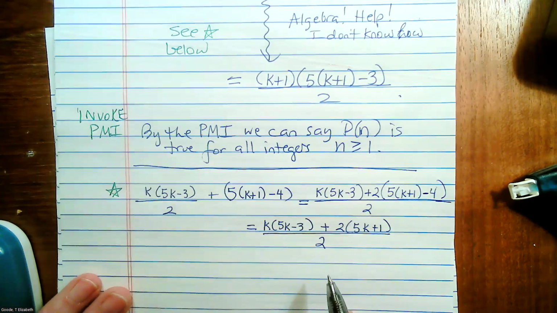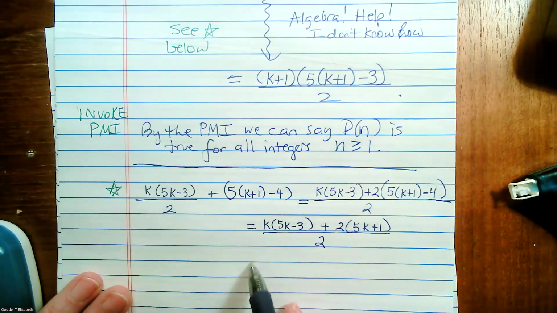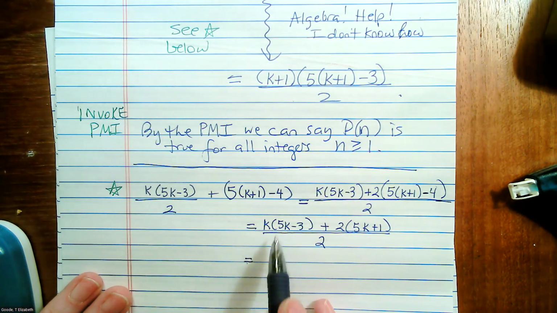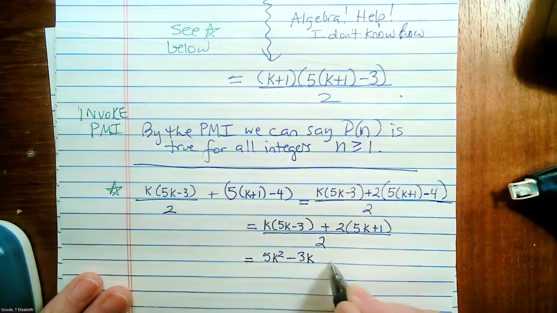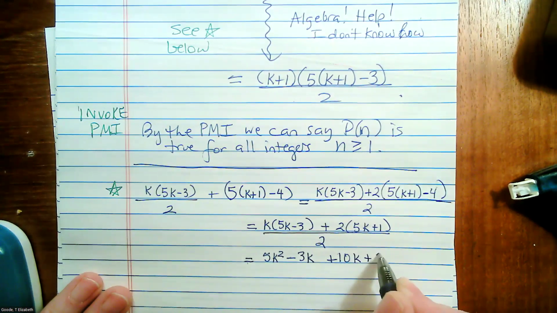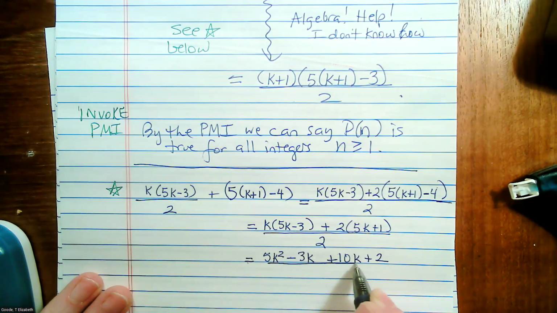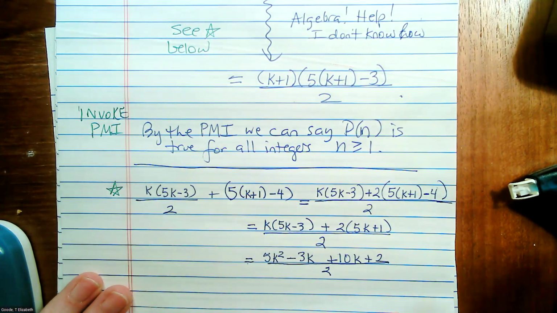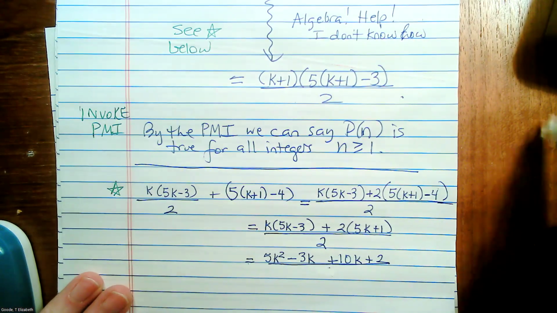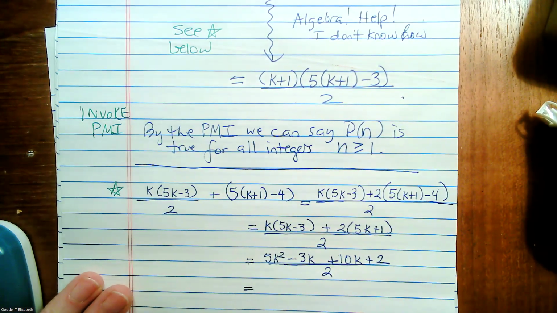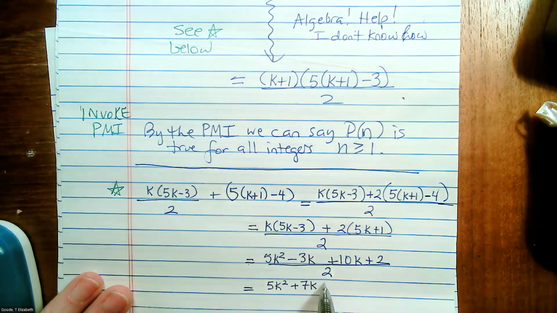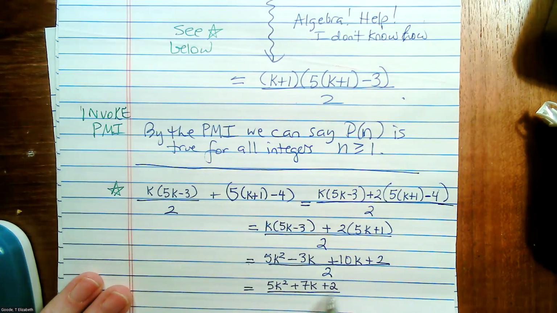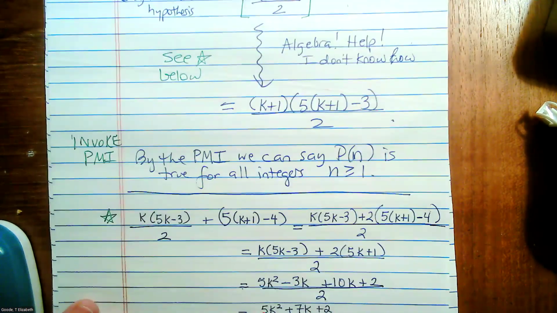Okay, now what, Jonathan? So the next bit, I'm going to multiply out basically the stuff that I've got on the top. So I'm going to say 5k squared minus 3k plus 10k plus 2, all over 2. And now I'm in a position where I can simplify that numerator a little bit more and say the middle term is just going to be 7k. And at this point, I got stuck for a second. I said, well, all right, what do I do? There's got to be some way to get to that craziness.